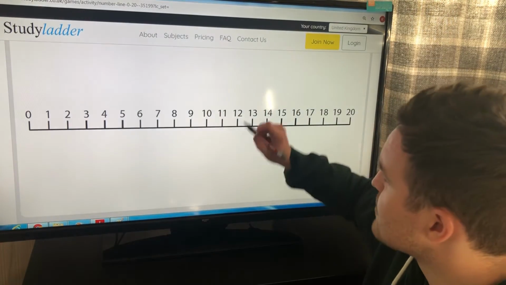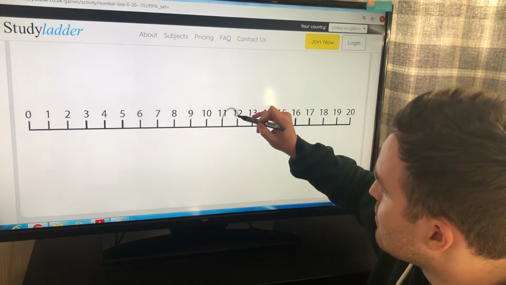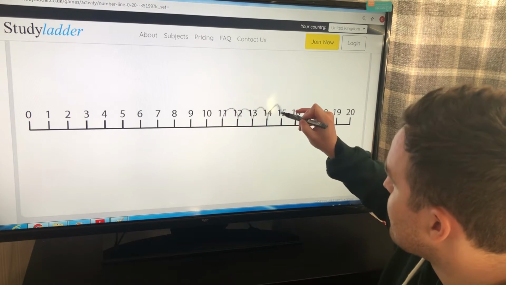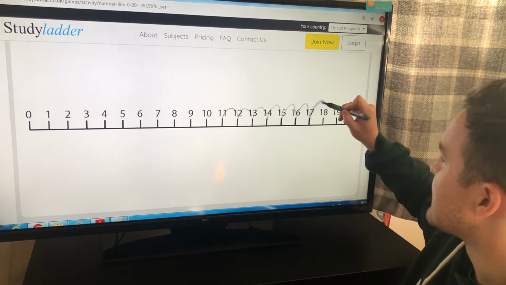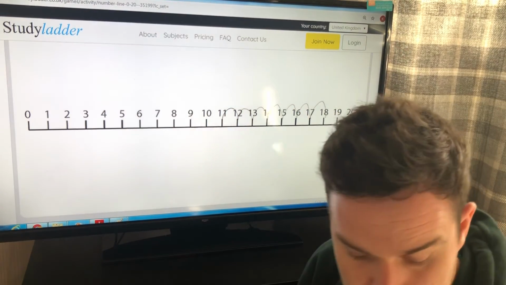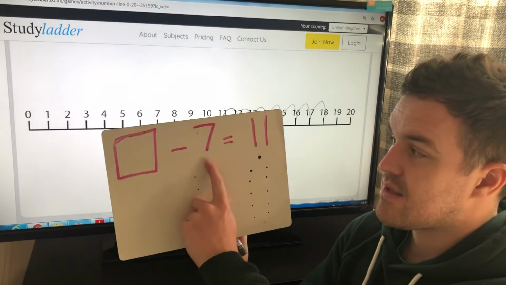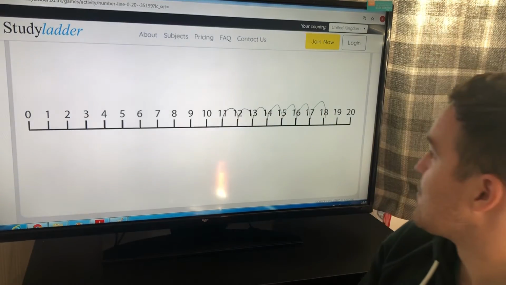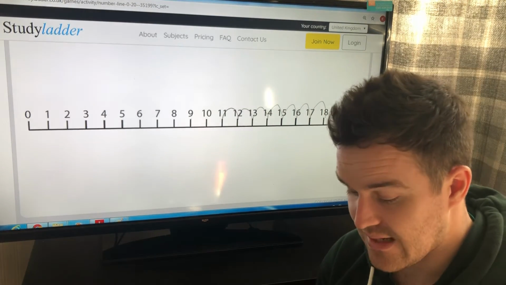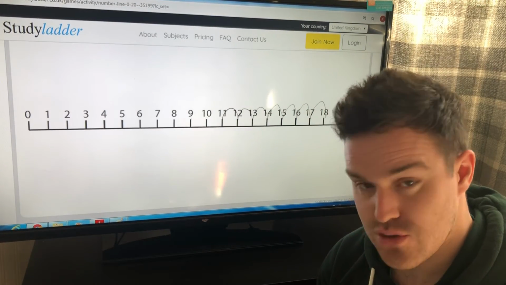So I'm going to do it here first. So he has his 11, and we're going to add on 7 more. 1, 2, 3, 4, 5, 6, 7. So what was 11 add 7? What did I land on? I landed on 18. Super.